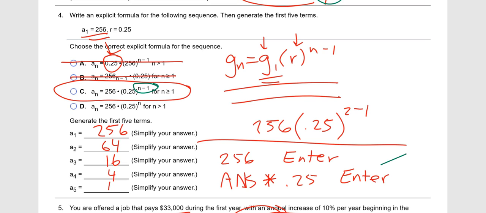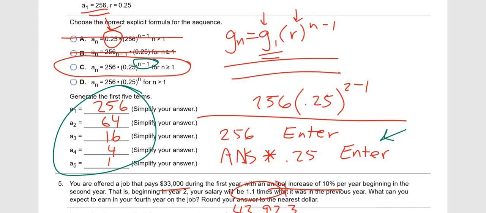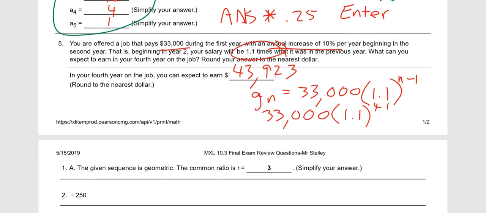I was trying to show you down here that you can use the calculator with the recursive pattern to get it to generate, and you just keep hitting the enter button. As soon as you get times 0.25, answer times 0.25 in your calculator, it'll keep multiplying by a quarter and then generate these 5 terms pretty quickly. You don't have to go back to the explicit formula every time.